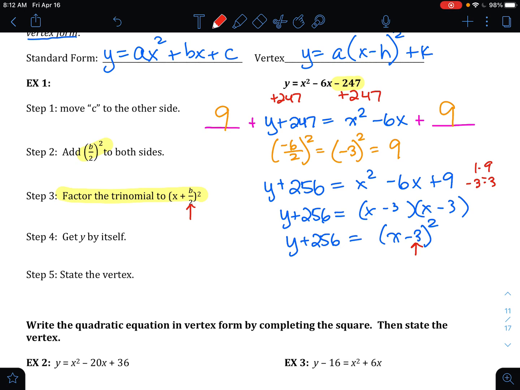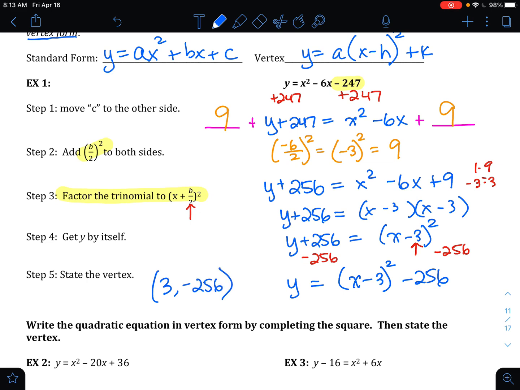Okay, now we want to get y by itself, so I'm going to move 256 back over to the other side, and I'm going to have this equation, y equals, parentheses, x minus 3 squared minus 256. And now I am in vertex form. So now I can state the vertex. HK, so the opposite of the H value and then the K value. So my vertex is 3 comma negative 256.